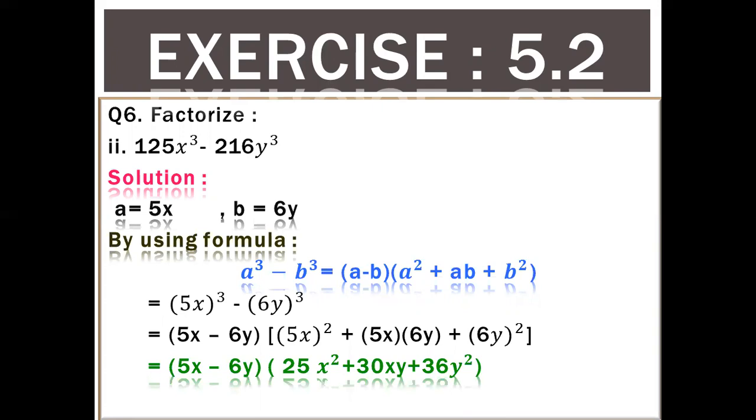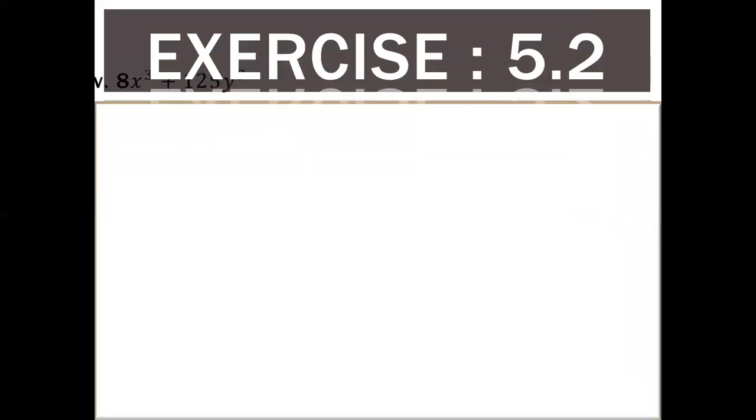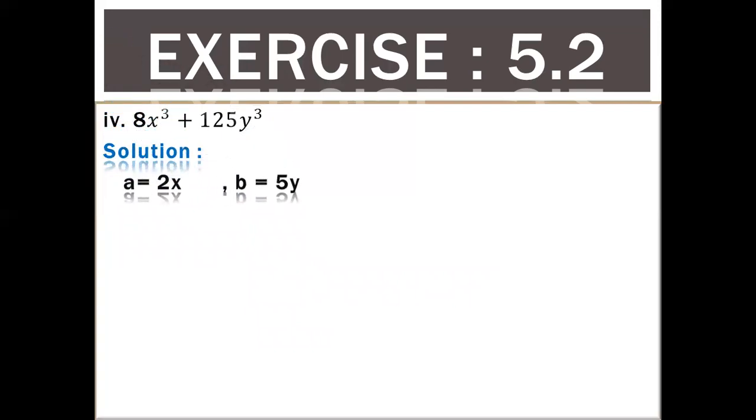The first bracket will be unchanged, and the second bracket, when we multiply and open the square of the terms, we get 25x square plus 30xy plus 36y square. This is the required factorization of 125x cube minus 216y cube. The second part is 8x cube plus 125y cube, and because there is a positive sign, we will put the formula of plus over here.